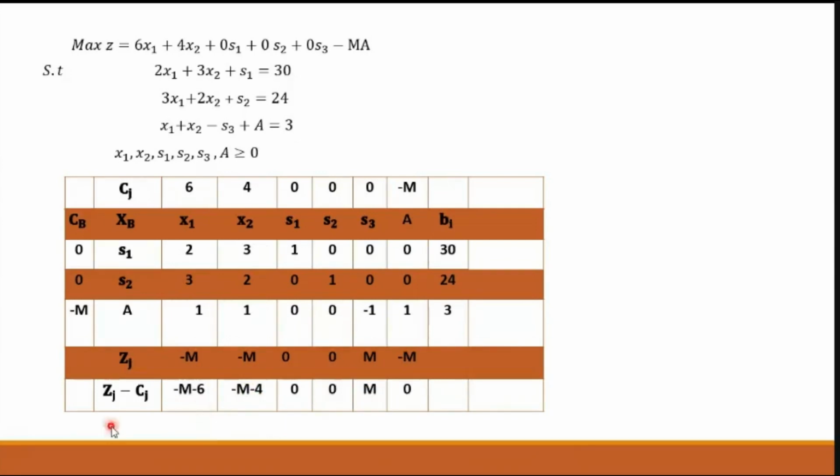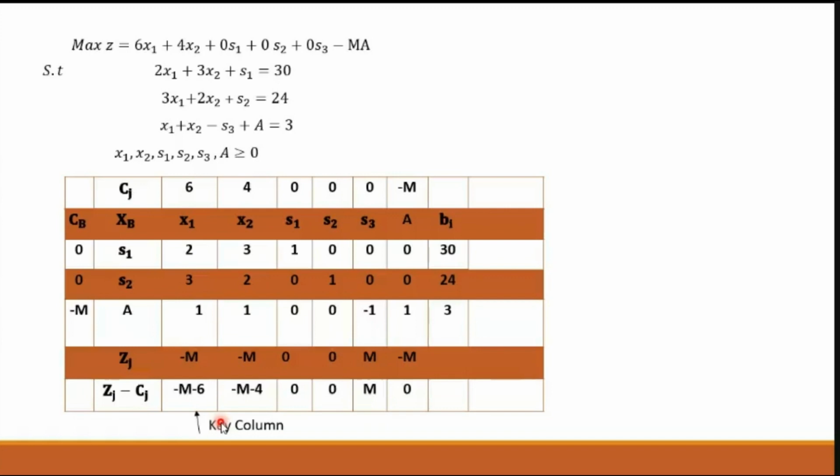So which one is the most negative number here, first or second? m minus 6, बिकॉज अगर मैंने m को 100 लिया, m इज अ वेरी लार्ज वैल्यू, अगर मैंने m को 100 लिया तो ये हो जाएगा -100 minus 6 which is -106, और ये हो जाएगा -104. So without negative sign, whichever is the greater number, that will become the key column. So the first column will become the key column.